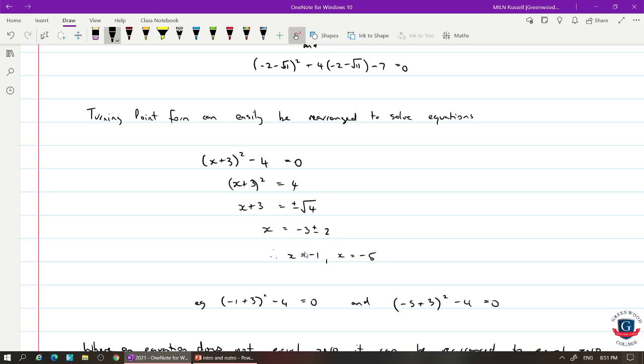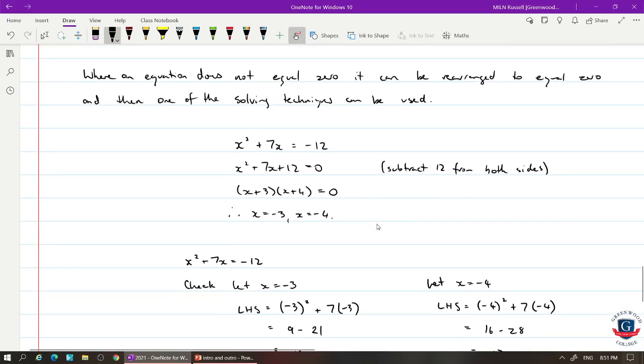And if we substitute these values back into this equation here, -1 plus 3 will give us 2, 2 squared is 4, 4 take 4 is 0, and similarly -5 plus 3 will give us -2, -2 squared is 4, 4 take 4 also gives us 0. No other value for x will make 0 with this equation.